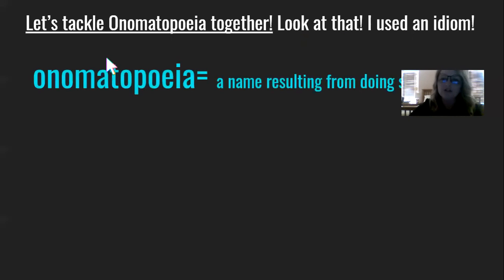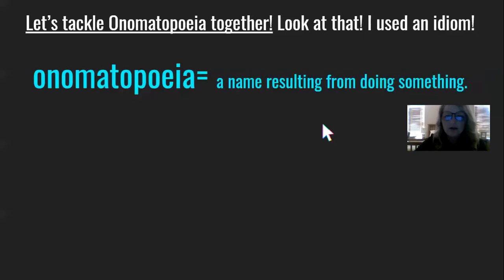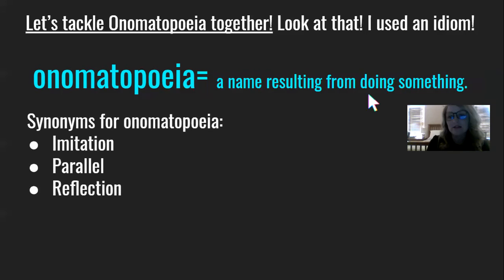So what I want to do first is break it down. What does this word even mean? The best definition that I saw was it means in Greek, a name resulting from doing something. Okay, so it means a name resulting from something. Yeah, that was the best example we could find. What it actually means is, well, we'll get to that on the next slide, what it actually is.